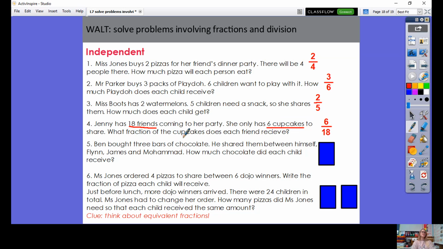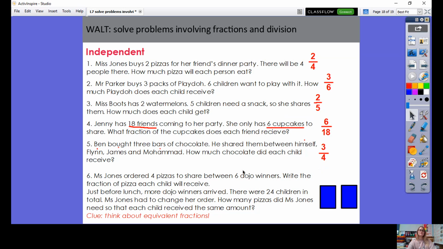Okay, let's look at the next question. Ben bought 3 bars of chocolate, and he shared them between himself, Flynn, James, and Mohammed. So hopefully you've recognised there are 4 people. So you needed to count himself, James, Flynn, and Mohammed. So there are 3 bars of chocolate, which is my whole that is being shared, and 4 people. So you should have got 3 quarters.